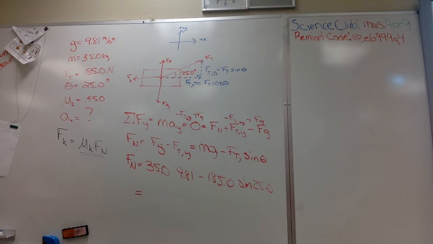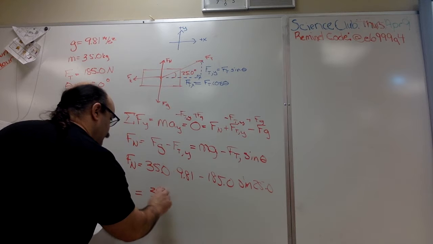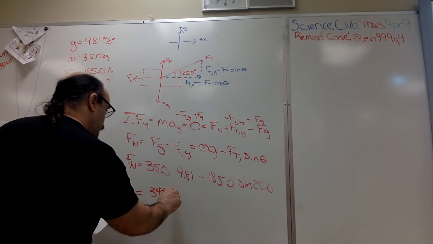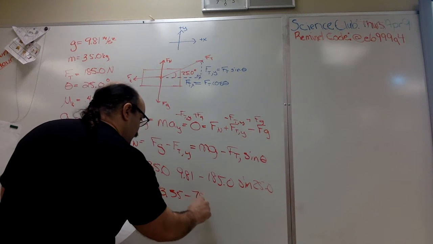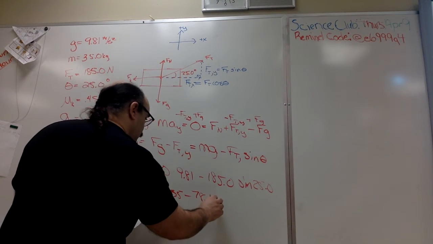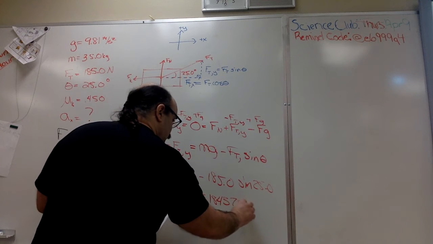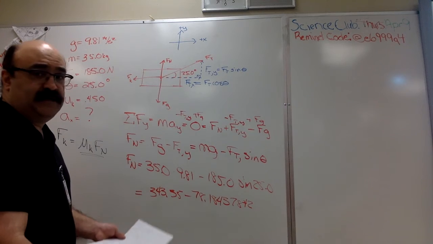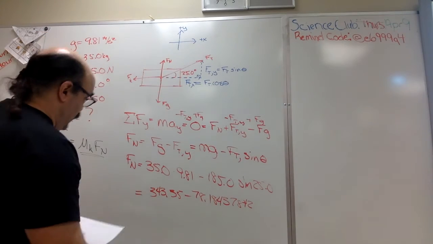And if we do this, and assuming I put my stuff in my calculator correctly, I get 343.35 minus 78.1, lost the number, 843,7842. Now I'm assuming you guys have the cool calculator that'll let you just move these numbers around so you don't have to retype them.